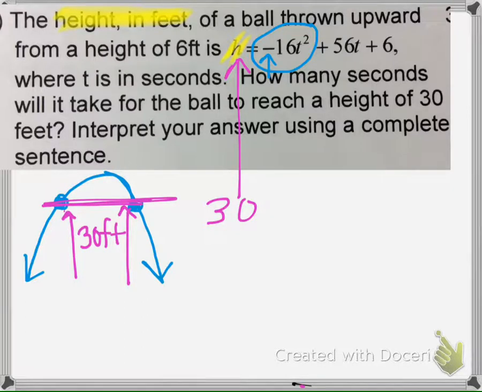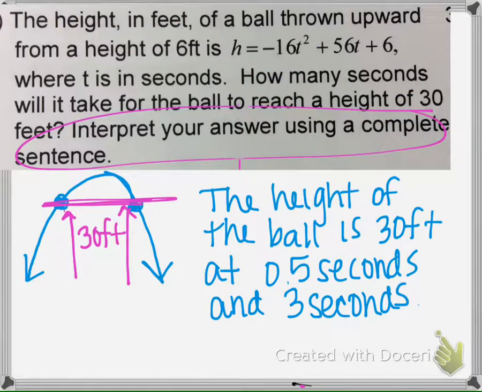So it says, use a complete sentence, interpret your answer. So the height of the ball will be 30 feet after half of a second, so 0.5 seconds, and 3 seconds.